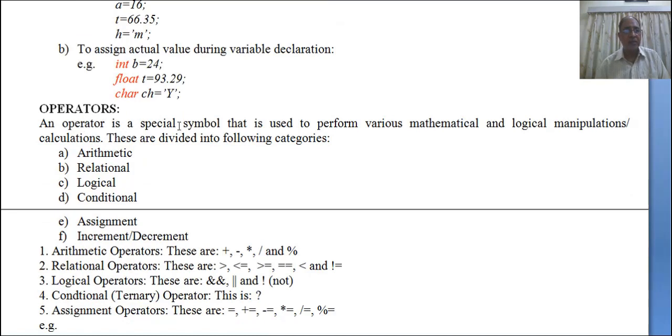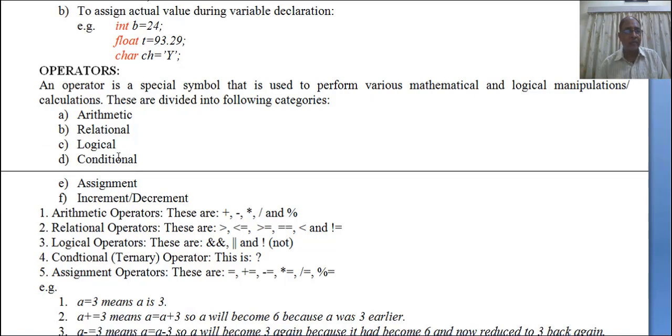Operators. An operator is a special symbol that is used to perform various mathematical and logical manipulations and calculations. These are divided into the following categories: arithmetic, relational, logical, conditional, assignment, and increment or decrement. These are six types of operators.